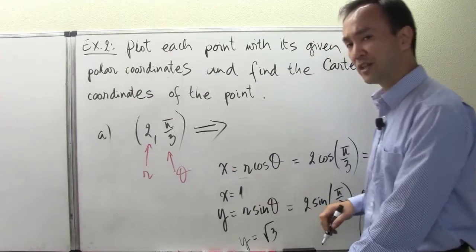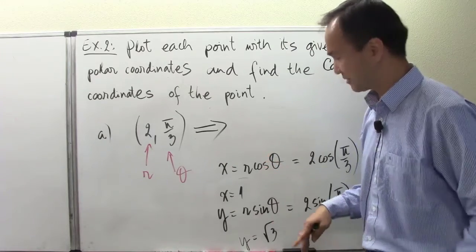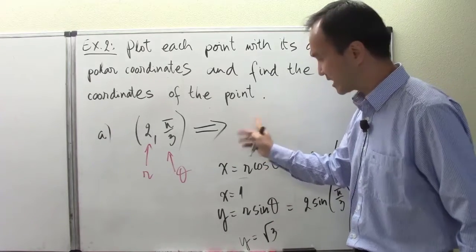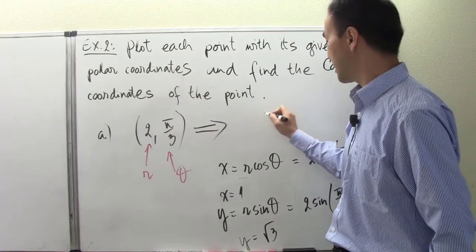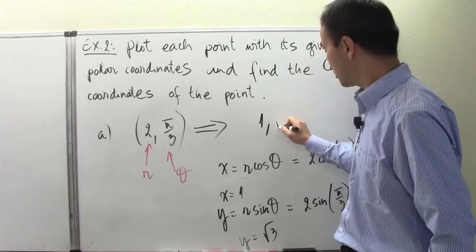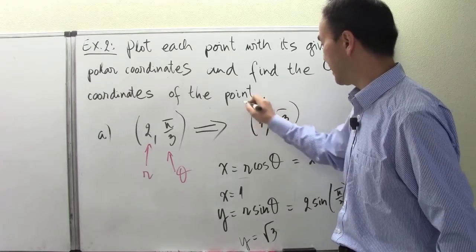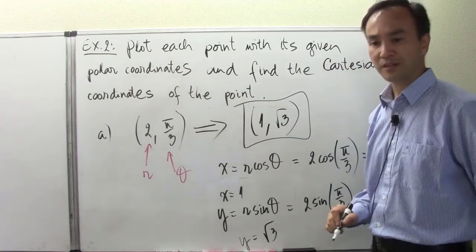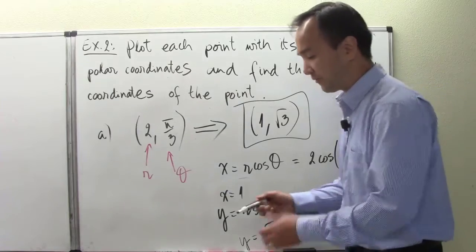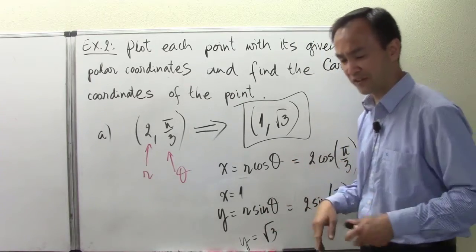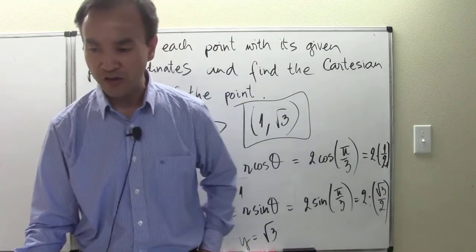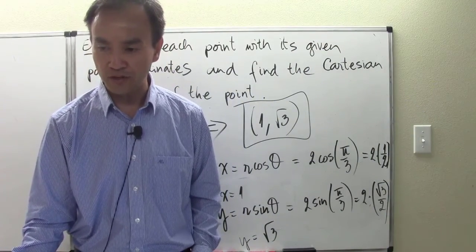Now I'm going to use a double arrow. It doesn't mean equal, it's just a different way of representing the point. From polar coordinates to Cartesian coordinates, it's 1 for x, square root of 3 for y. And that's how we did that. Now let me switch back to decimals to double confirm our calculation result. So 1 for x and square root of 3 for y.